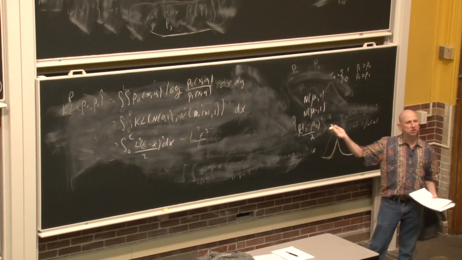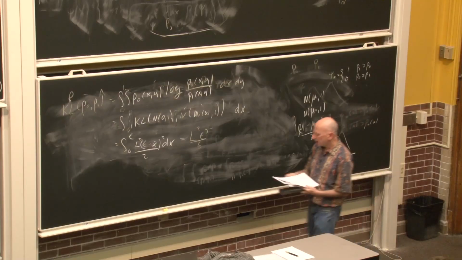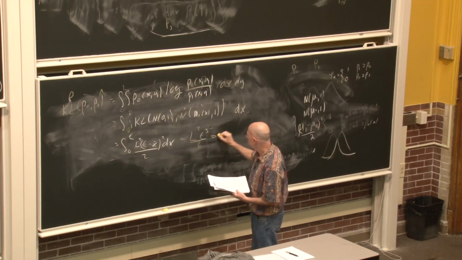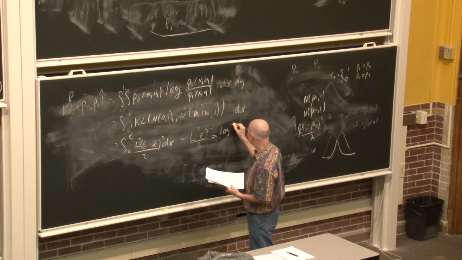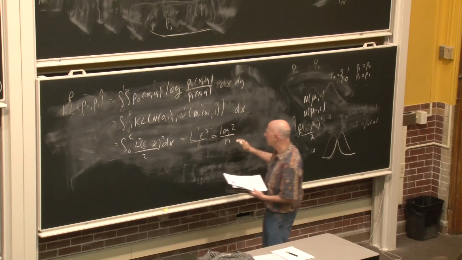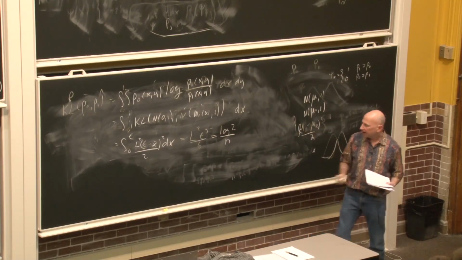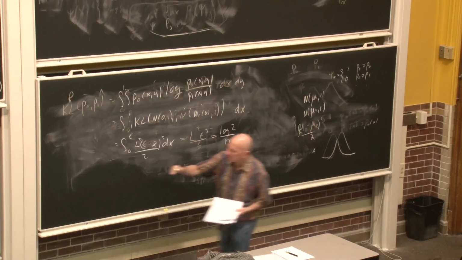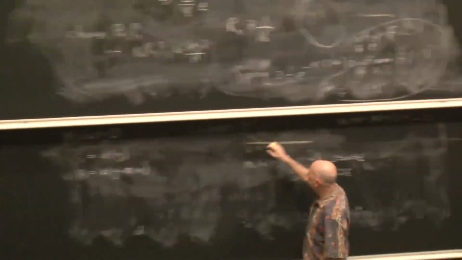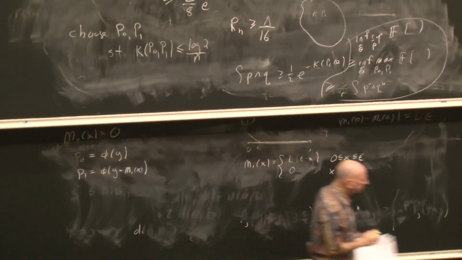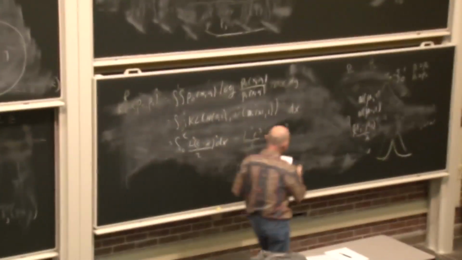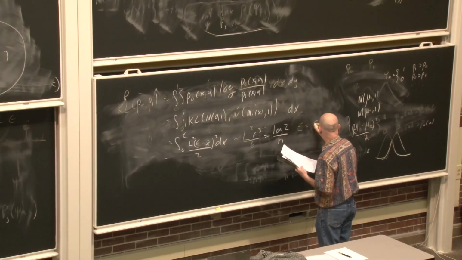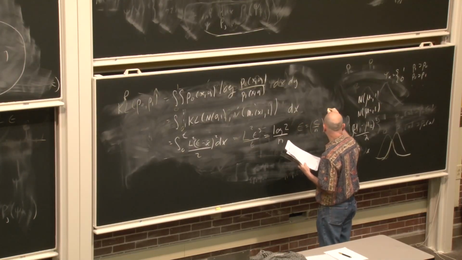I just stuck in my distribution and computed the distance, but to use that lemma, I need this to be something like, the log 2 is not so important, but 1 over n. And now what does that mean? I can solve for epsilon. That tells me how far apart I can make these functions and still keep them about 1 over n apart. And the answer is, epsilon ends up being some constant over n to the 1/3.